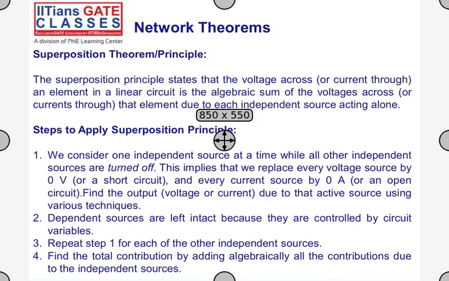Why is power not linear? What is the voltage and current equation of power? Power is nothing but V square by R, or I square R. So this is not directly proportional to voltage or current. It is proportional to the square of voltage or current. So you can't directly apply it, because power is not a linear quantity actually.